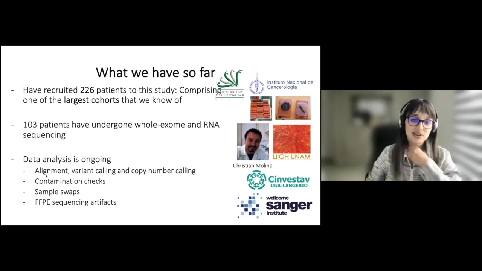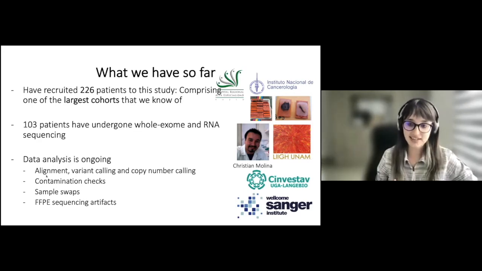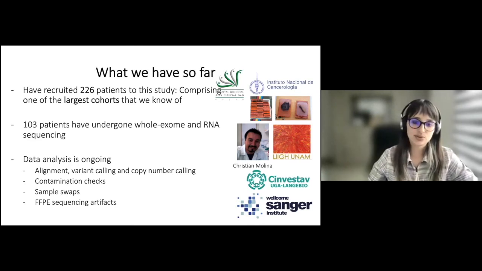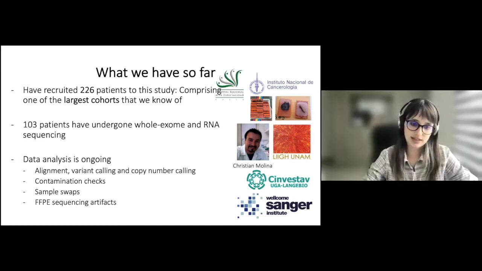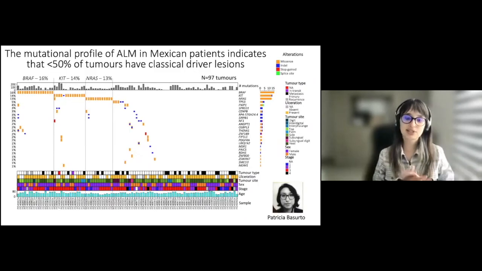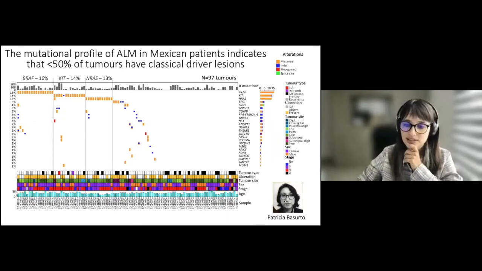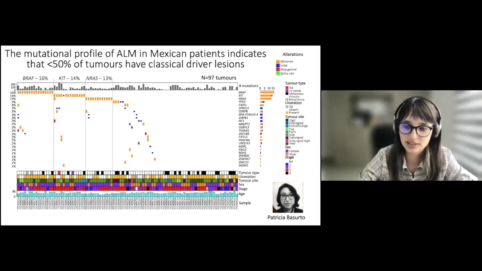We need to do a lot of analysis here to align the reads, to do variant calling and copy number calling. We need to make sure that we check for contamination of the sample. We need to check that samples have not been swapped in their names during the pipeline work, and also remove paraffin sequencing artifacts. So we're still ongoing, but I can show you some preliminary results that we have so far. And this is the work of Patricia Basurto, who's a PhD student in the lab.